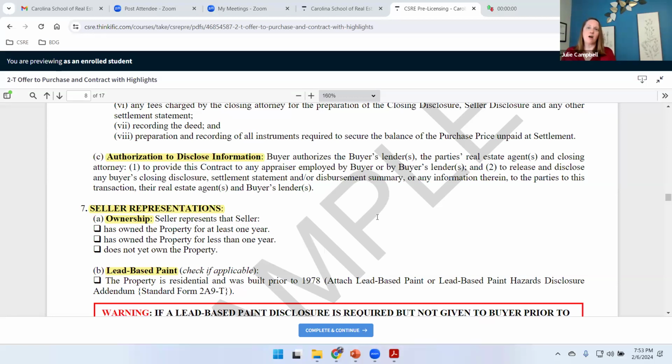Again, 4, 5, and 6 are all about the buyers. So when you're working with a buyer, remember, we're going over the provisions with them. And that's how you know what you want to focus on. Questions on buyers?